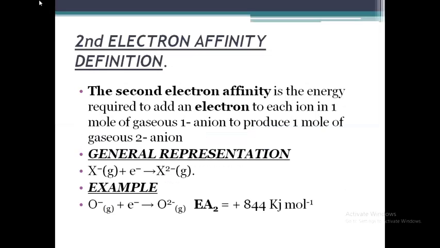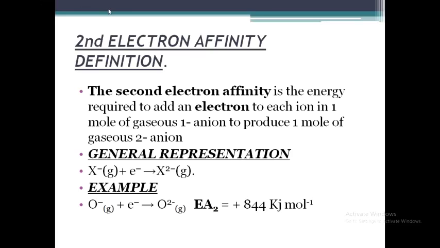Second electron affinity by definition is defined as the energy required to add an electron to each ion in 1 mole of gaseous 1 negative anion to produce 1 mole of gaseous 2 negative anion.